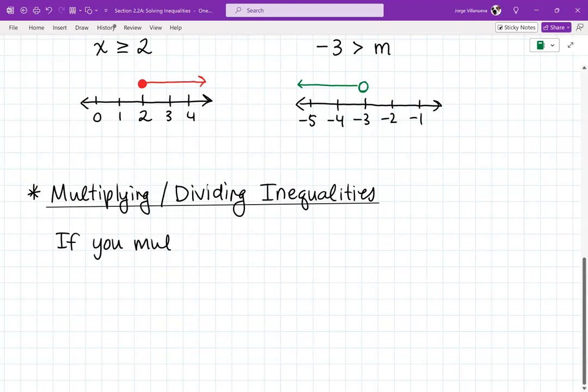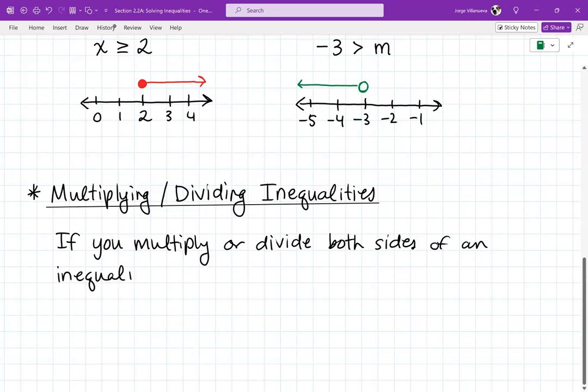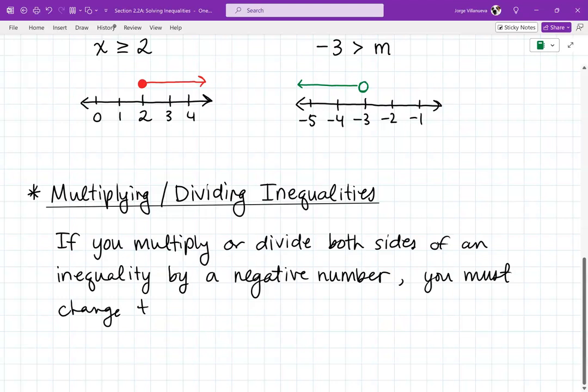if you multiply or divide both sides of an inequality by a negative number, you must change the direction of the inequality. I'll just put right here the symbol, just to be sure.